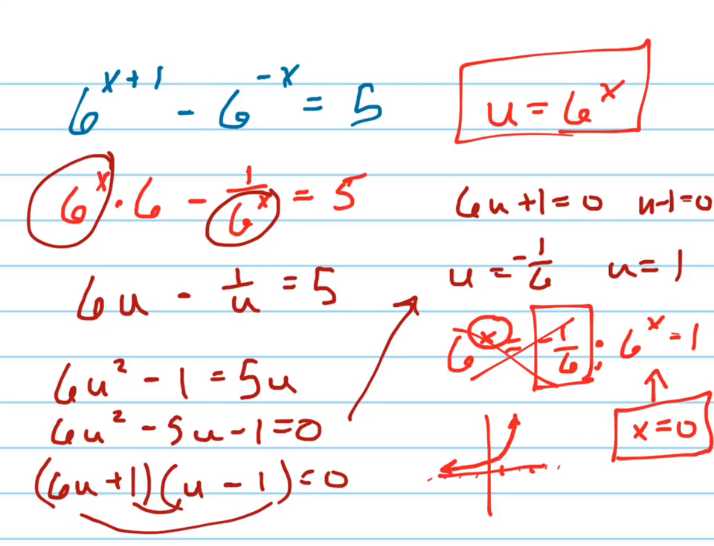And then, as always, plug your answer into the original and make sure it works. If I plug in 0 there and there, I get 6 to the first minus 6 to the 0. 6 to the 0 is just 1. 6 minus 1 is 5, so that works. Done.